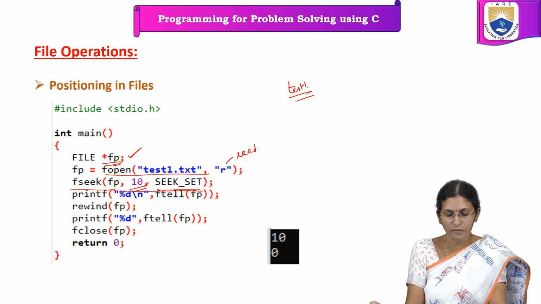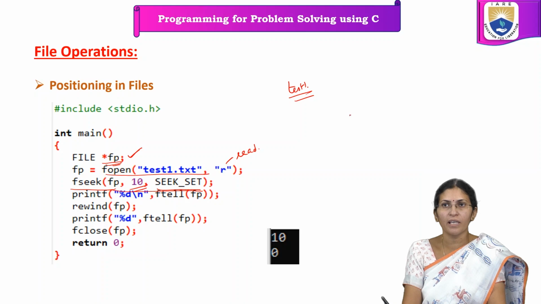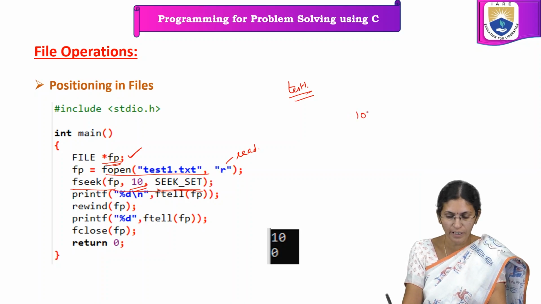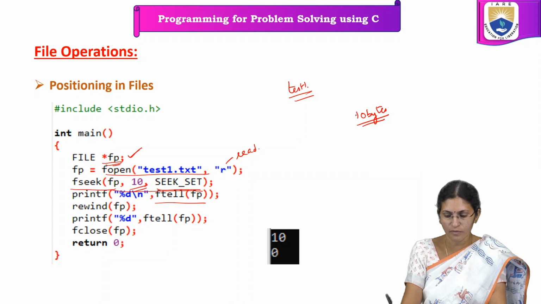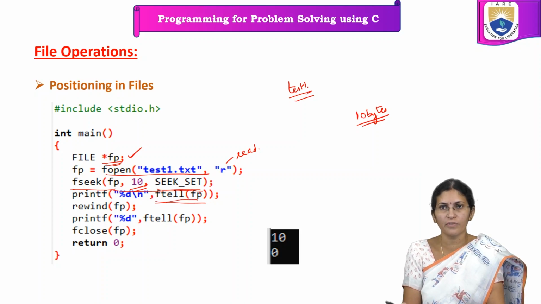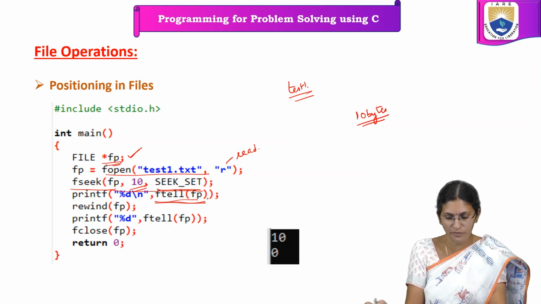Here 10 is given. This means that the file pointer has to be moved by 10 bytes. After moving by 10 bytes, we can locate at what position in the file the file pointer is with the help of the ftell function. The output of this line is 10.